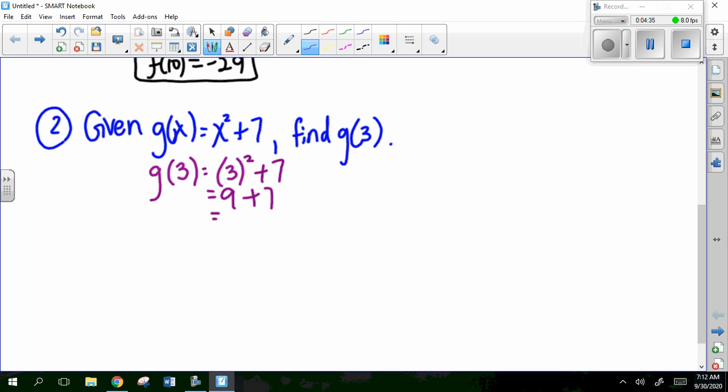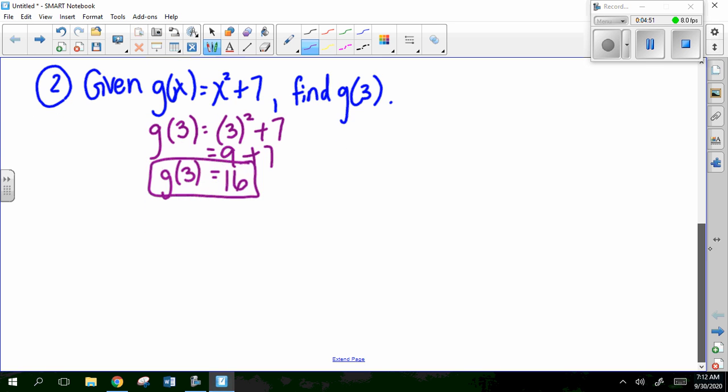So let's finish the math up here. 9 plus 7 is 16. And you don't have to rewrite it at the end like this. The final answer is 16, but I just want to point out that g of 3 is 16. Okay, you don't say x equals 16 or anything crazy like that. Okay. All right, let's do another.